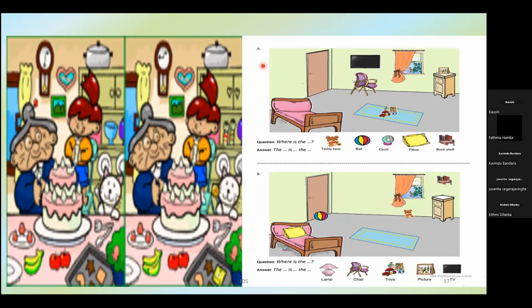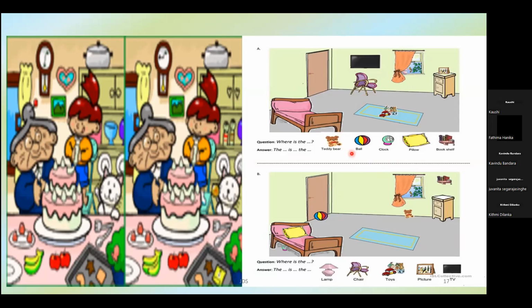Now, one person will have the A picture. The partner will have the B picture. They have to sit back to back. They can't sit side by side, because then there is a probability of peeping and looking into the other person's picture. You can't do the information gap activity if you come to know what is in the other's picture. So they need to be put back to back so that they can't turn back and look at the other person's picture. Strict instruction should be given.